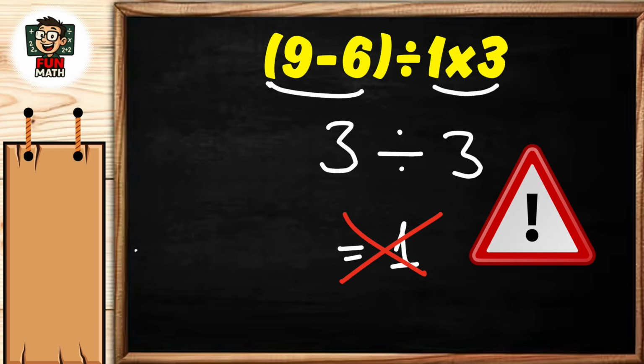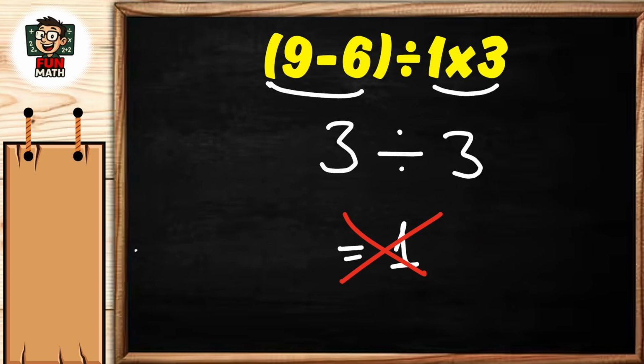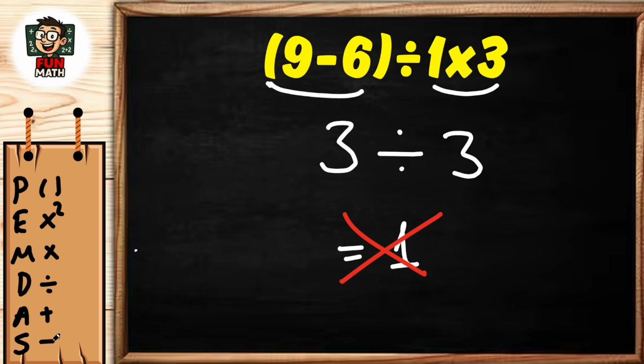When solving these problems, the order of operations is followed. This rule is called PEMDAS for short. P: parentheses. E: exponents. M: multiplication. D: division. A: addition. S: subtraction. There's an additional rule here.